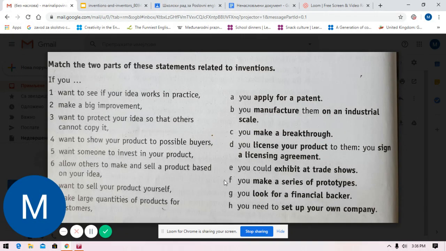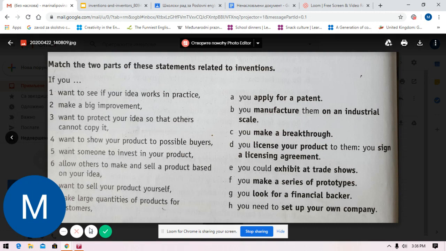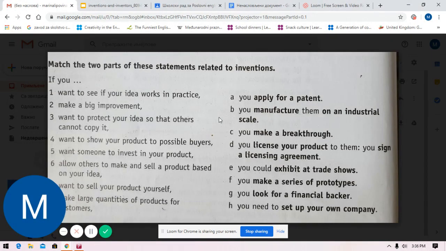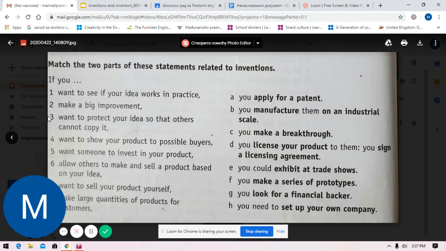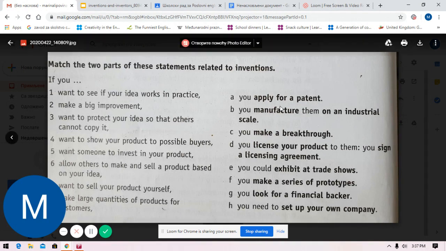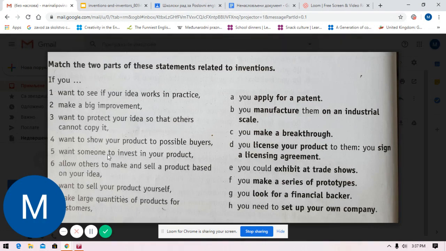So if you want to see if your idea works in practice, you make a series of prototypes. Correct. Big improvement. If you make a big improvement, then you make a breakthrough. Good job. Number 3. Want to protect your idea so that others cannot copy it. I'm sure this one is easy and you immediately have done it. Yes, you apply for a patent. You apply for a patent so no one else can copy it.